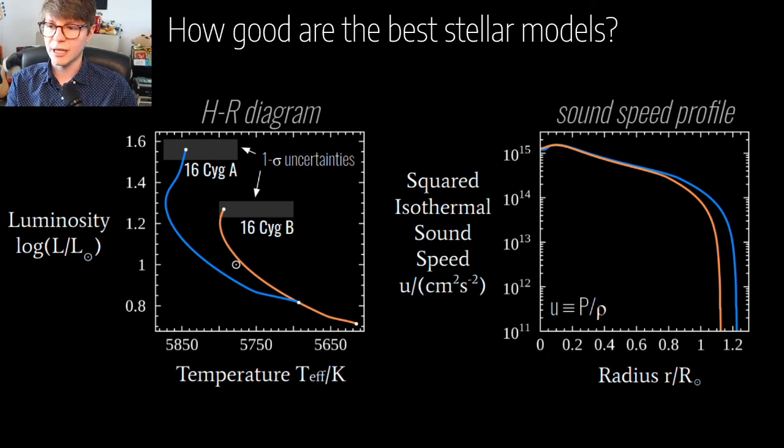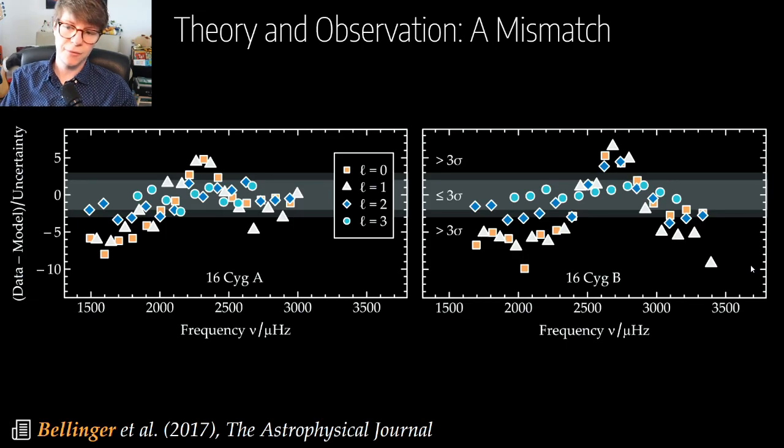So here are 2 solar-like oscillators observed by the Kepler mission, and these are models for these stars. And you can see that the models fit nicely into the 1 sigma error boxes of the classical constraints for these stars. And then on the right, you can see the internal structure that's predicted for these stars by stellar evolution theory. So the question is, is this the correct internal structure for these stars? And the answer is a clear no.